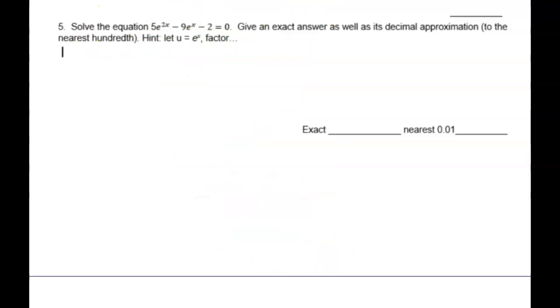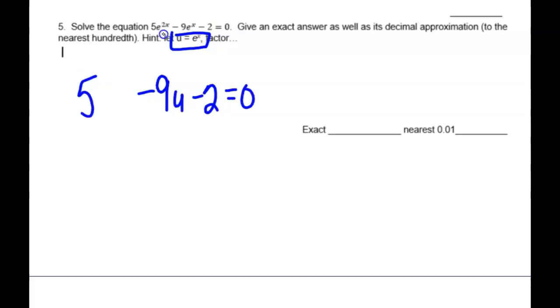All right, number 5 is a U substitution question. It says replace U with an e to the x. So it's going to be minus 9u minus 2 equals 0, and there's a 5. What is an e to the 2x become in terms of u? A u squared, yep.